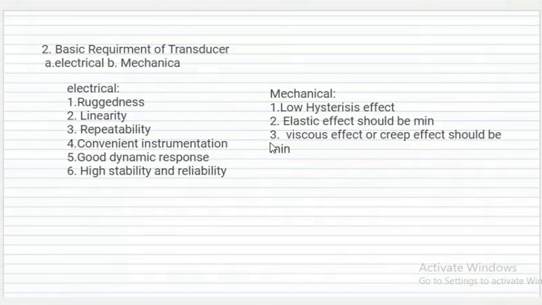The following are the basic requirements of a transducer, which can be clustered into two groups. First cluster is electrical, that is A, and second cluster B is mechanical.